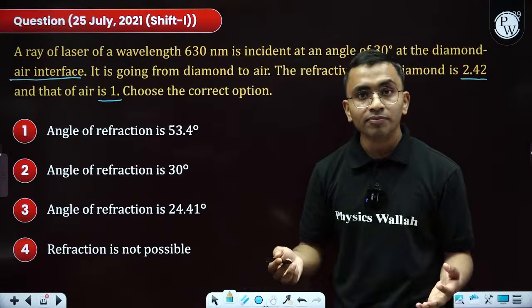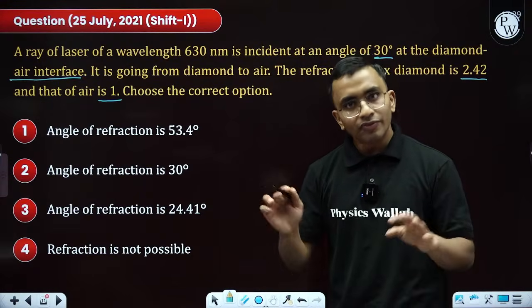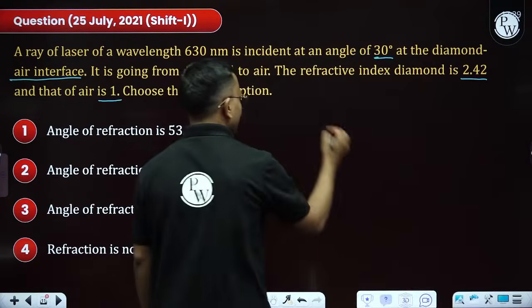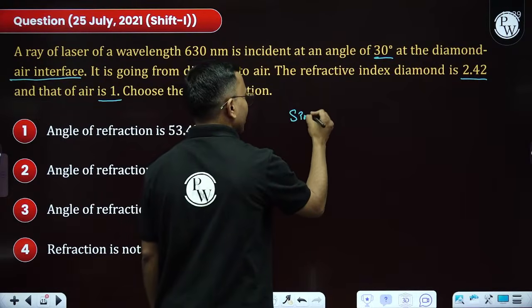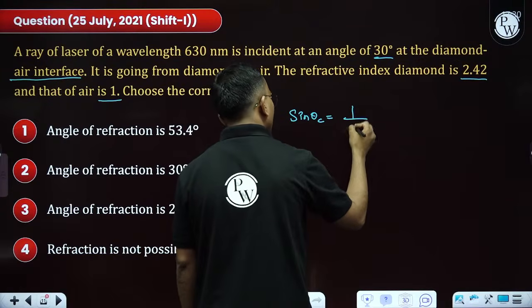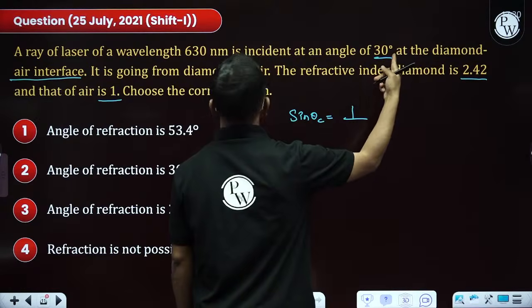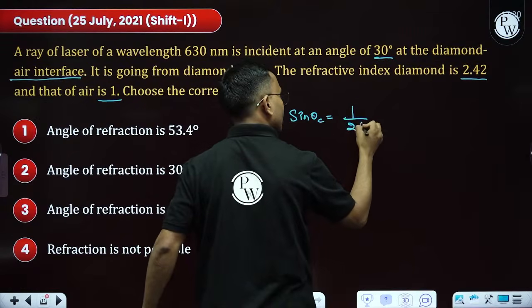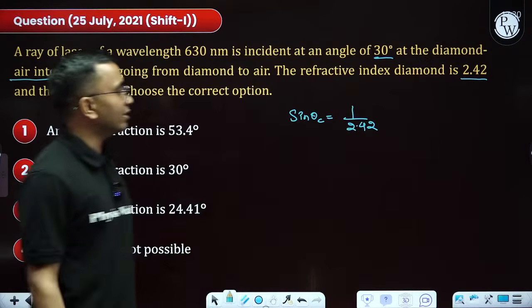Let us find the critical angle. If the angle of incidence is greater than the critical angle, refraction will not happen. What is theta critical? Sin theta critical is equal to 1 divided by the refractive index of the denser medium with respect to the rarer. What is the denser medium refractive index? 2.42 divided by 1. So this is my theta critical.